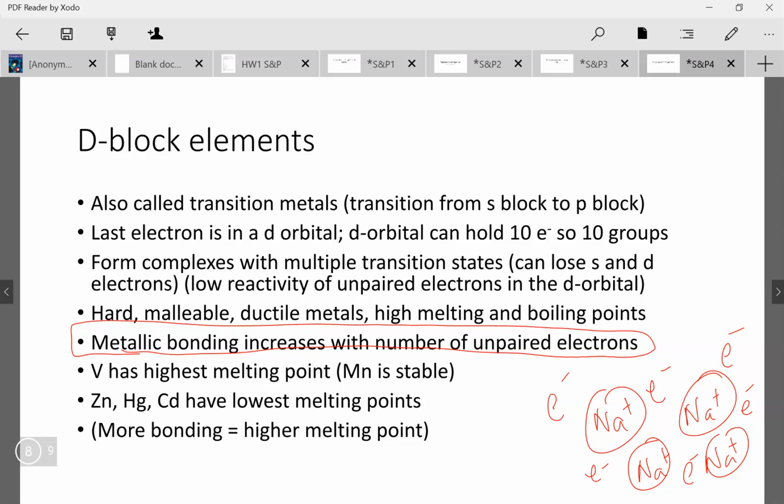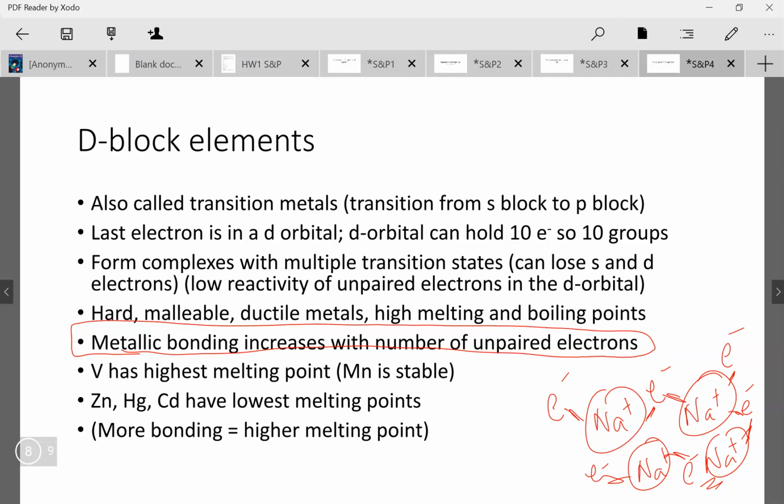And this is what forms this electrostatic attraction, this glue basically between the positive and negative charges, what forms your metallic bond. So this is what keeps the metal together. It's the electron glue basically. So D block elements have an interesting property: the more glue that you have, the tighter the bonding, the higher the melting point of the metal, because you require more energy to break those bonds if there's more stickiness there.